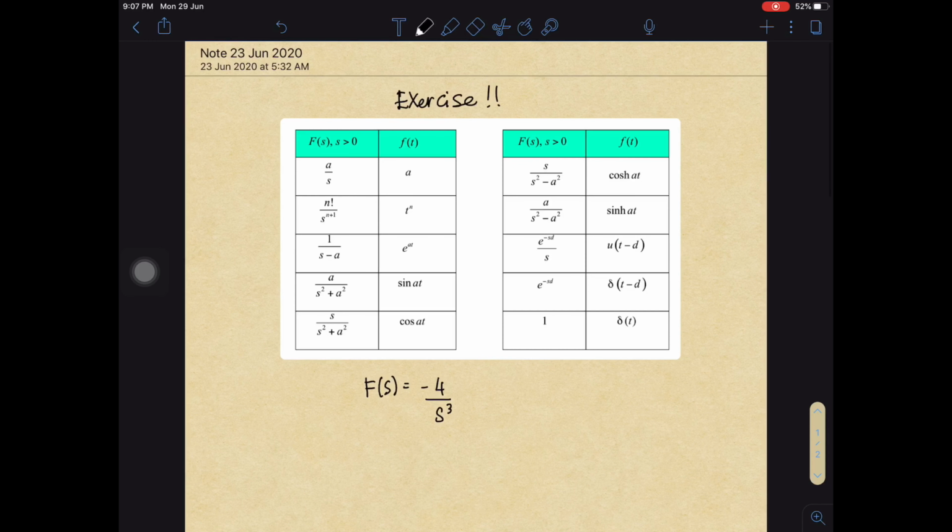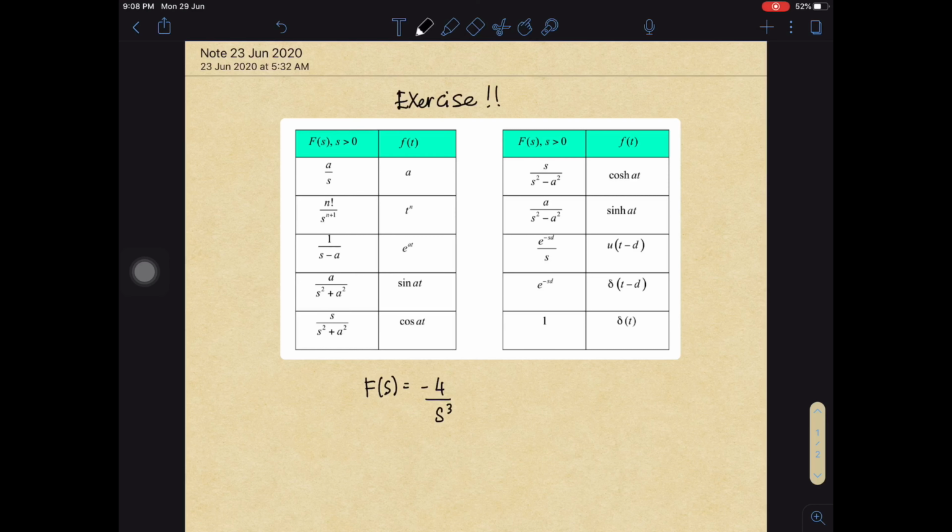So let's do a few examples on the inverse of Laplace transformation. Before this we have learned how to do the inversion of Laplace transform for elementary functions, as well as the inversion of Laplace transform by using the first shift theorem. So let's do a few exercises.